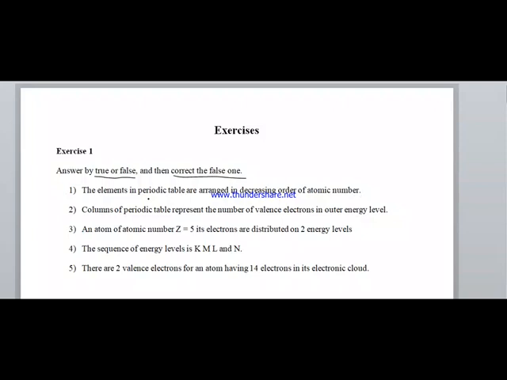The elements in the periodic table are arranged in decreasing order of atomic number. If we return to what was discussed in the previous period about the arrangement of elements in the periodic table, the elements are arranged in increasing order. It is a wrong statement. False. It is in increasing order.